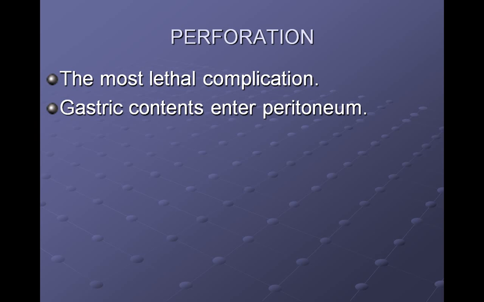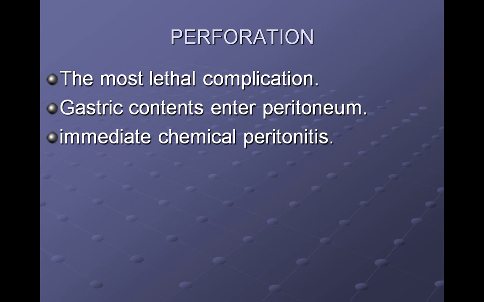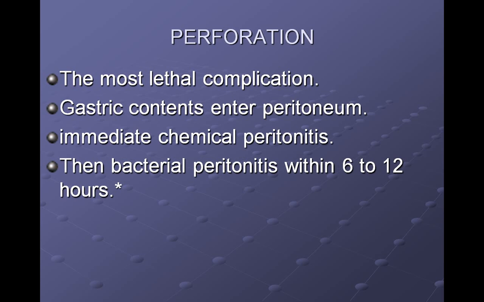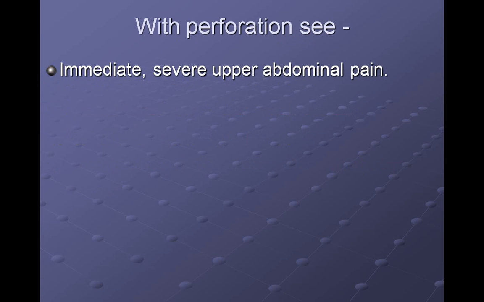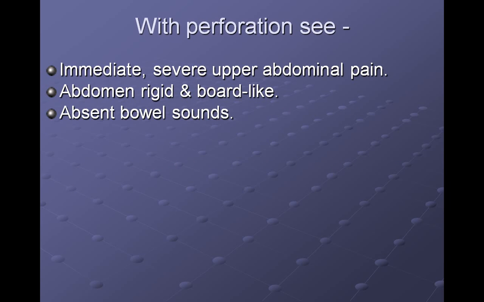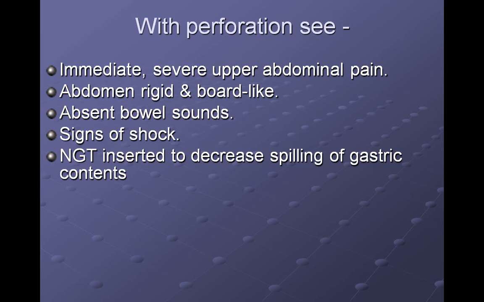Gastric content enters into the peritoneal cavity. Immediate chemical peritonitis occurs, then bacterial peritonitis within 6 to 12 hours. With perforation, you will see immediate severe upper abdominal pain, the abdomen rigid and board-like, absent bowel sounds, and signs of shock. An NG tube is inserted to decrease spilling of gastric content into the peritoneum.